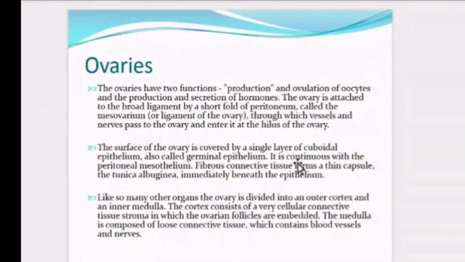Beneath this epithelia, just like with the testes, you're also going to have your tunica albuginea. The tunica albuginea surrounds your ovary, just like in the testes. And we know that it is a layer of dense irregular connective tissue.